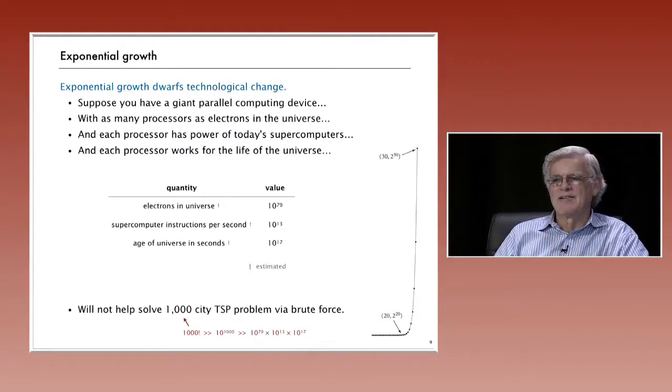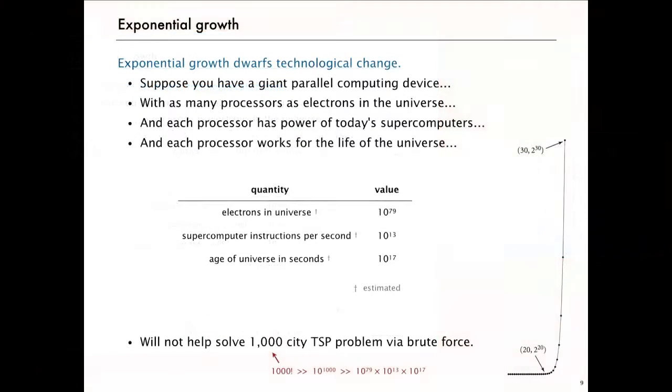Well, it's estimated there's 10 to the 79th electrons in the universe. And supercomputers nowadays maybe can do 10 to the 13th instructions per second. And you can quibble about these numbers and make it 10 to the 20th if you want. It's estimated the age of the universe in seconds is 10 to the 17th. And if you don't like that, make it 10 to the 30th. You multiply all those numbers together, you're going to get a relatively small number compared to, say, 1,000 factorial.